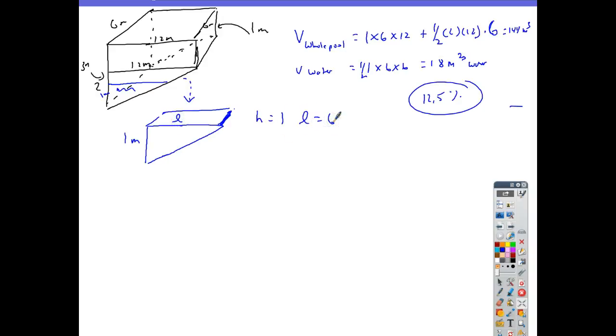Oh, wait, which way do you mean? I may have jumped the gun there. Okay, so 6 this way. What's this dimension? That's 6 also. I just want to make sure I didn't jump the gun there. Okay, good. We've got the dimensions of that done.